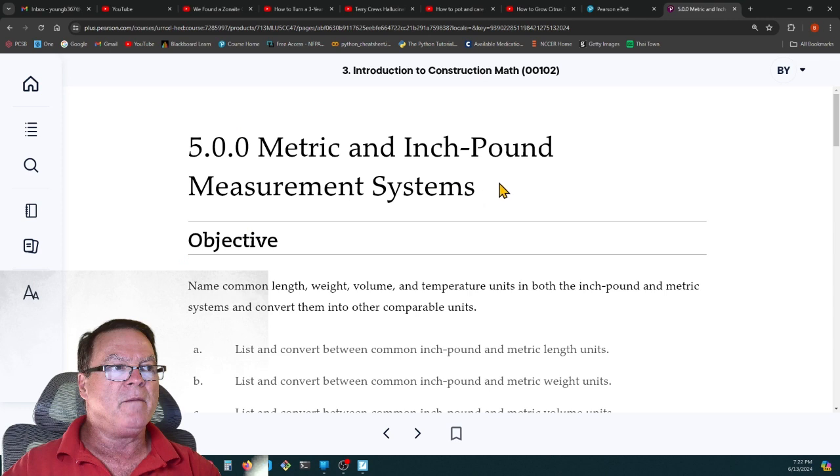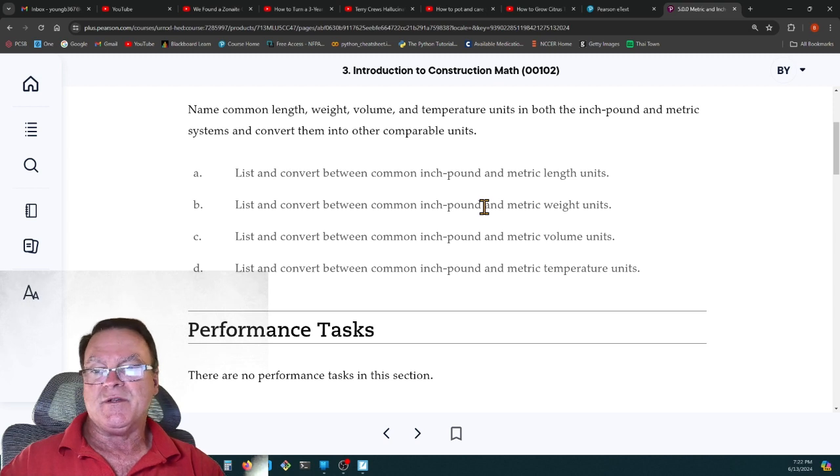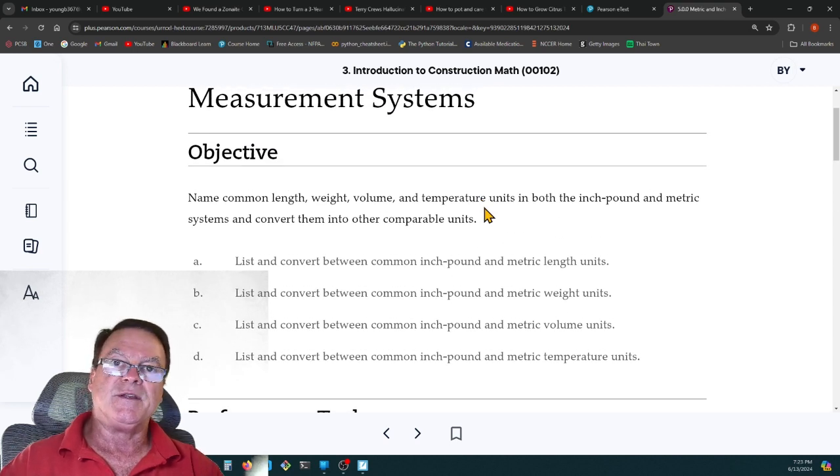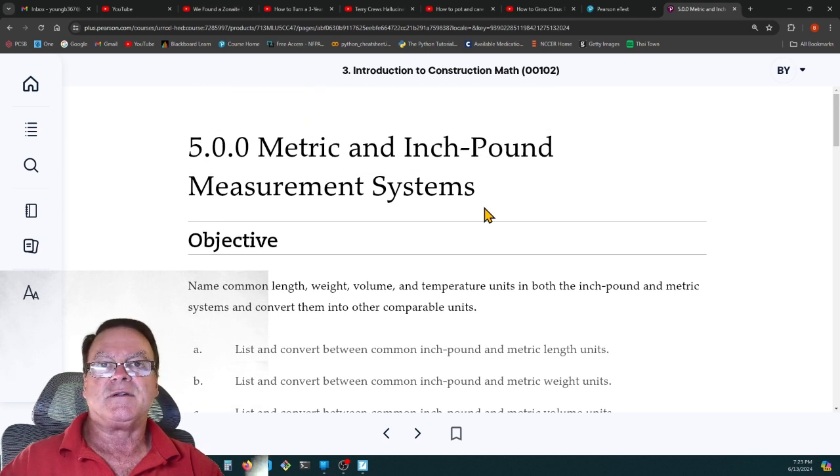5.0.0 Metric and Inch-Pound Measurement Systems. So here in the US, we use the ASE, American Standard English measurements. Most of the rest of the world uses the metric system. So let's take a look at the two systems for measuring lengths, volumes, weight.